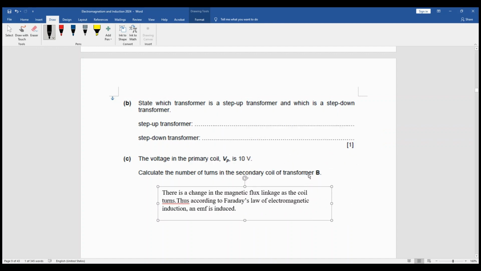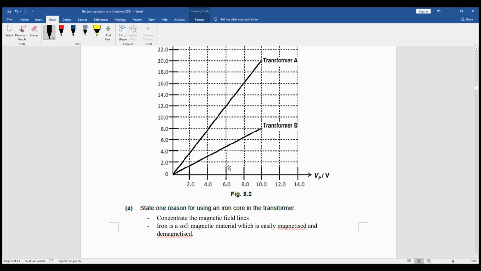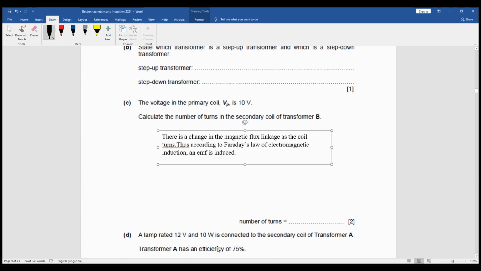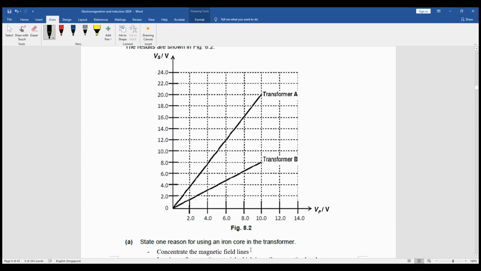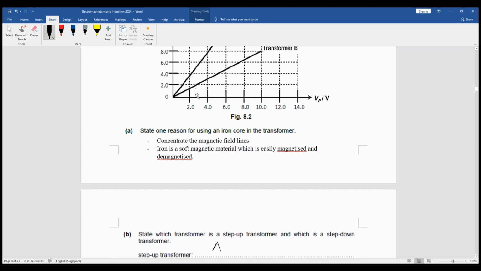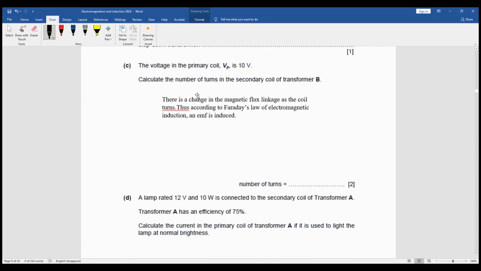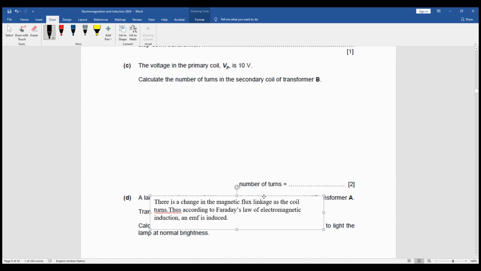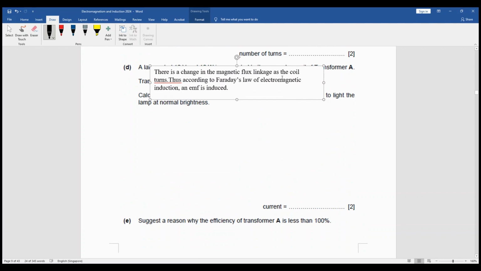This one I'll just use pen to write. Step up is A, and then the other one is B. You can see very clearly. In B, when it's 4, this one is only 3. When it's 2, it's only 1. So it's half of it. The other one is 2.